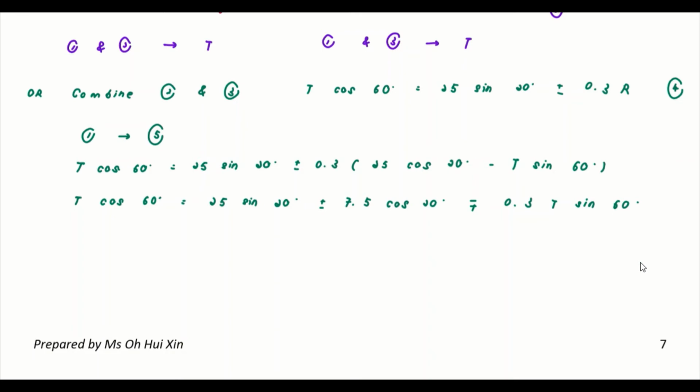Okay, so now we want to group the t together, right? So this is minus plus. So when you move, okay, let me try to write it like this: t cos 60. So we want to group the t part together. So this is minus, right? When you move to your left hand side, it can become plus. This is plus. When you move towards the left hand side, it becomes minus. Then after that, 0.3 t sine 60.